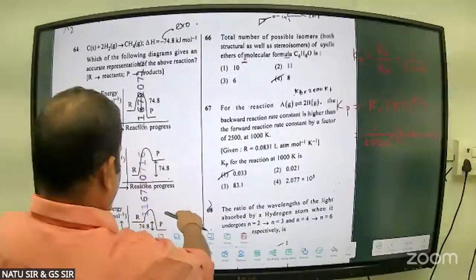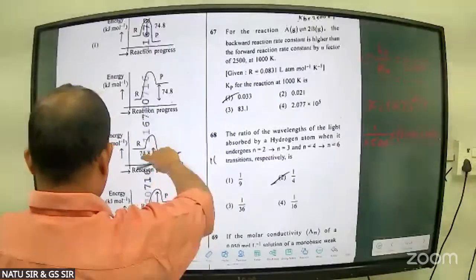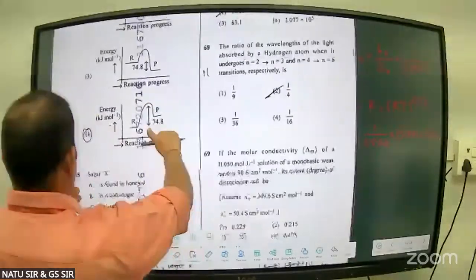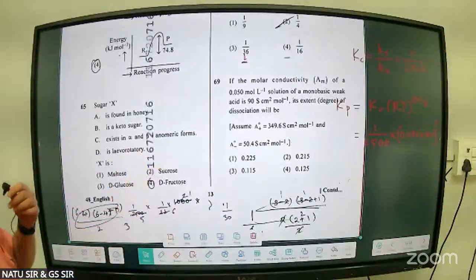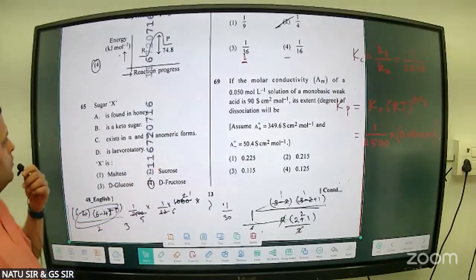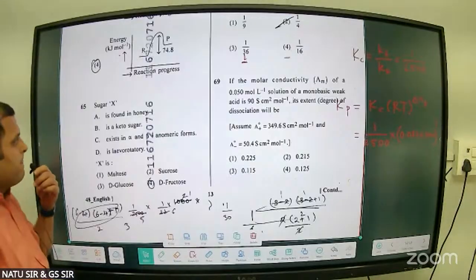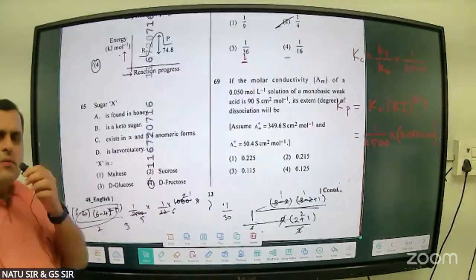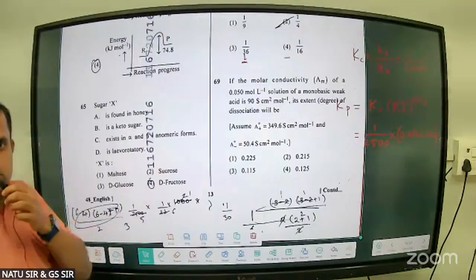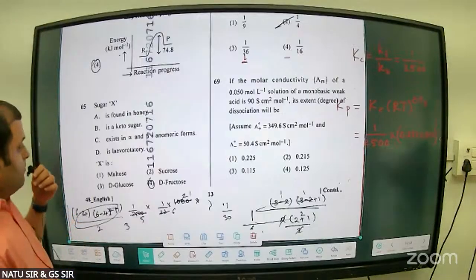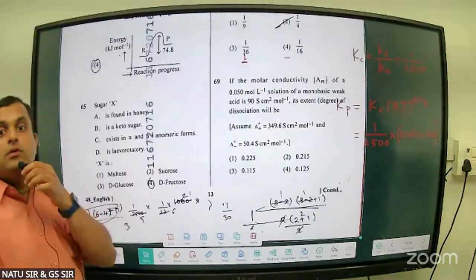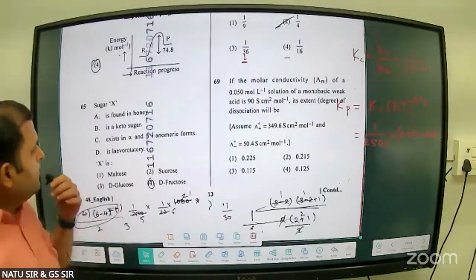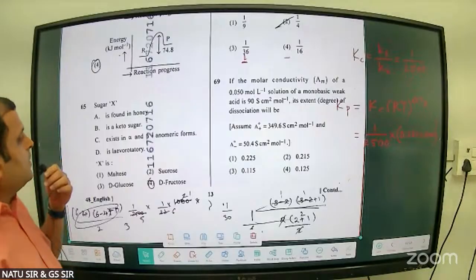Yes. 66, we have done 65 or not, let's see, 65 will do. Sugar X, उसके जो चार कैरेक्टरिस्टिक दिए हैं और आइडेंटिफाई करना है कि क्या है वो, is found in honey. So out of this four, which one is found in honey? Fructose is present in honey. Right? But to verify other three points, you have to take it is a keto sugar. Yes, fructose is keto, right?